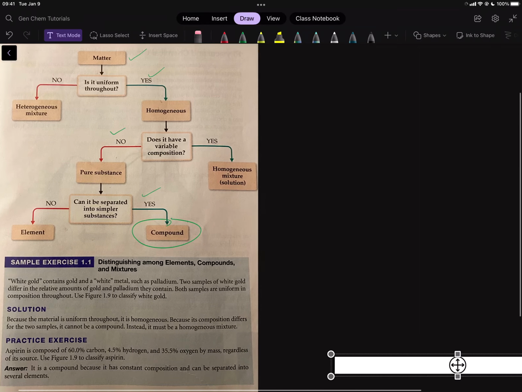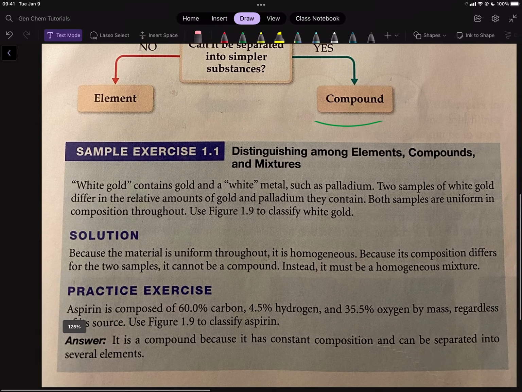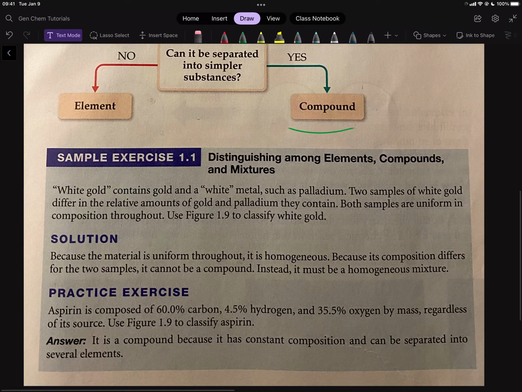Yeah, that'll suffice. And so if we want to zoom in on our answer here, just to corroborate what we said earlier, yes, aspirin is a compound. It has constant composition, and it can be separated into several elements. So, interesting application of the flowchart. Two nice examples there, seeing different types of matter.